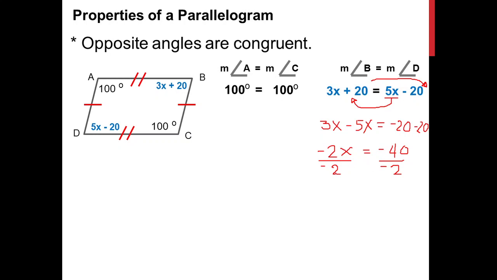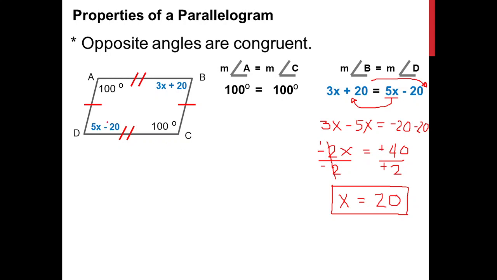Negative 2 divided by negative 2 is equal to positive 1. 1 becomes an imaginary number, therefore what's left here is x, or 1x. Negative 40 divided by negative 2, this will cancel out the negative sign, so what's left here is positive 20. This will be the value of my x. Now let's try to substitute this value to the given statement here.